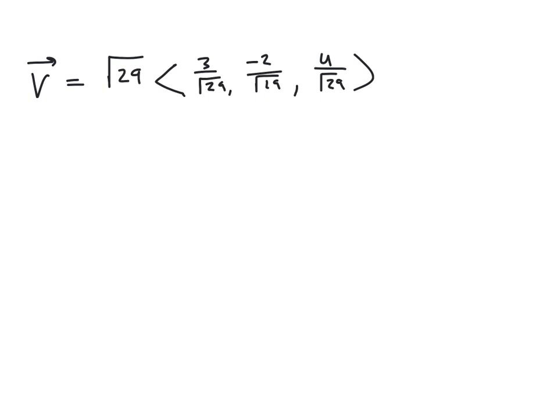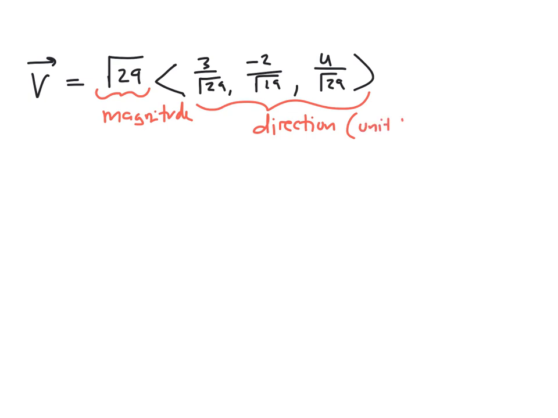And so what this allows us to do is, if we look at this vector in this particular form, we can see its magnitude. That's the number sitting out front. And we also have a direction given by a unit vector. Going back to the definition of a vector, this is exactly what a vector is. It is a magnitude with a direction.